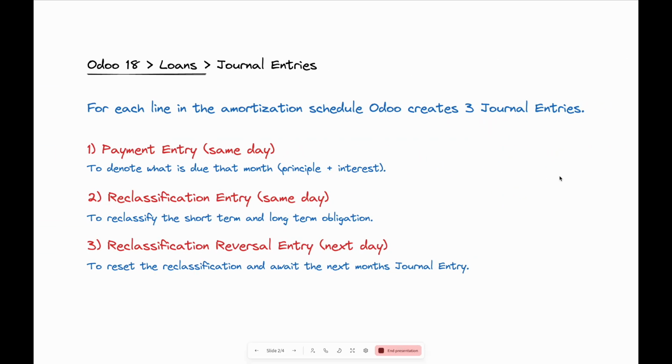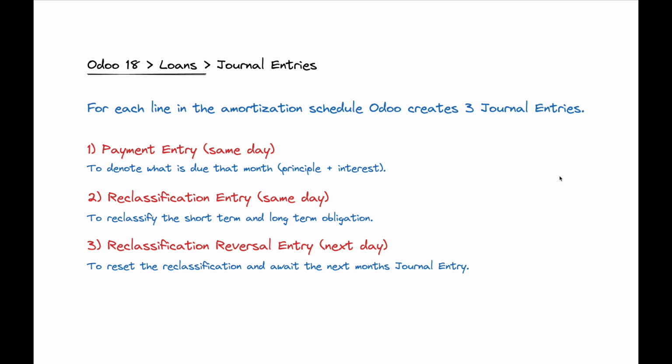First, we've got to understand what journal entries get created. So there are 3 journal entries that get created, and that's going to be for each amortization line. The first one is a payment entry. That's going to be for what is due on that day. So that's going to be the principal and interest, and it's going to offset our long and short-term liability. Then we're going to have a reclassification entry. That's going to also happen on that day of the amortization schedule. And this is going to reclassify our short and long-term obligation. So once we pay for a month, our short-term obligation will change and our long-term obligation will change. So we need to offset that.